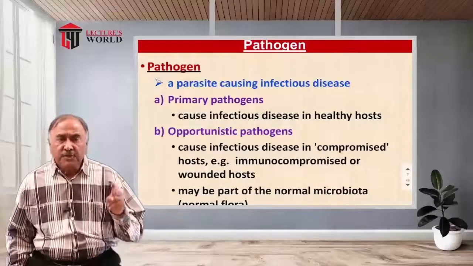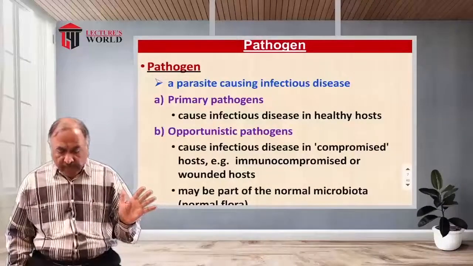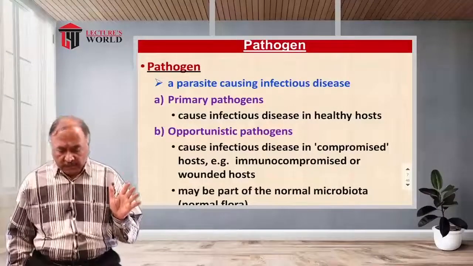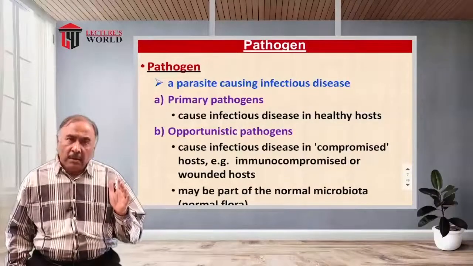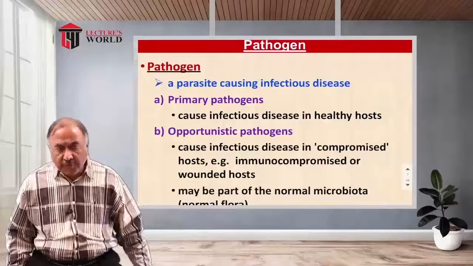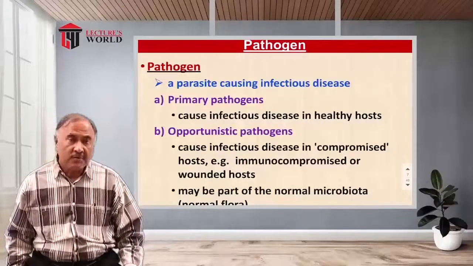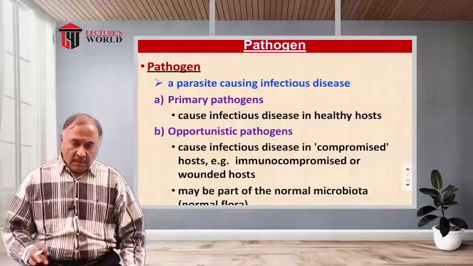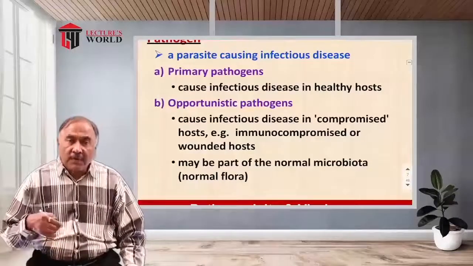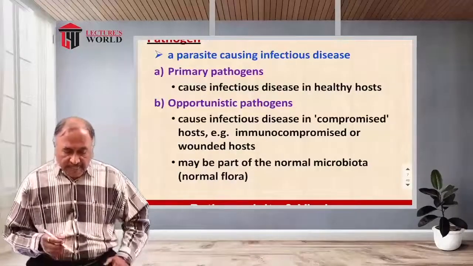And there can be two different types of pathogens. The first one is called primary pathogens. These primary pathogens are the ones which cause infectious disease in a healthy host. You will be able to understand it when we discuss what opportunistic pathogens, or secondary pathogens, are.